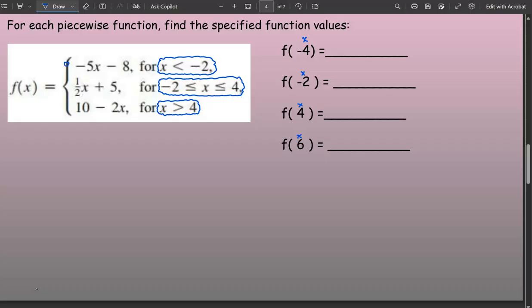I'm going to call this equation A. I'm going to call this equation B. And I'm going to call this equation C. So -4. -4 is less than -2. So we're going to use equation A for this one. So I've got -5x minus 8. So -5 times -4 minus 8. What is that? 20 minus 8. So f of -4 is 12.